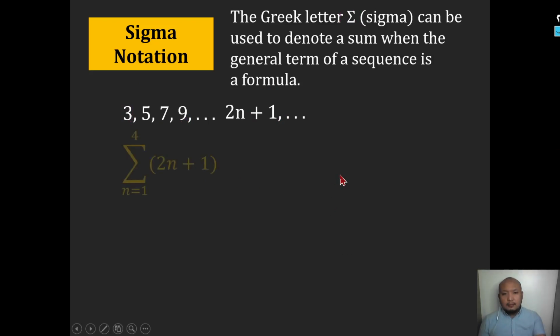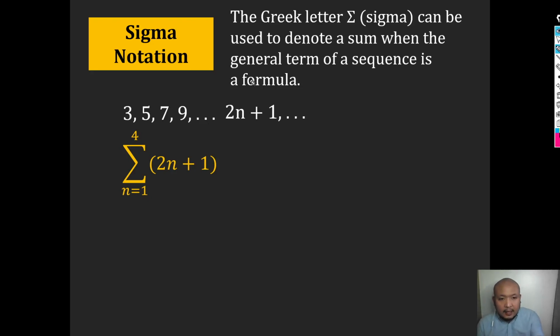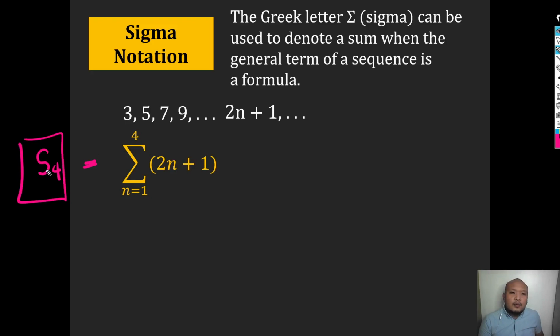Now, it can be written instead as this. Look at this notation right here. And let me tell you outright that this is the same as saying S sub 4, the sum of the first 4 terms. Because if you notice, instead of the S sub 4 here, what we see in sigma notation is using a certain formula, 2n plus 1, which is the general formula for this sequence. And it also tells me which terms I need to add together.